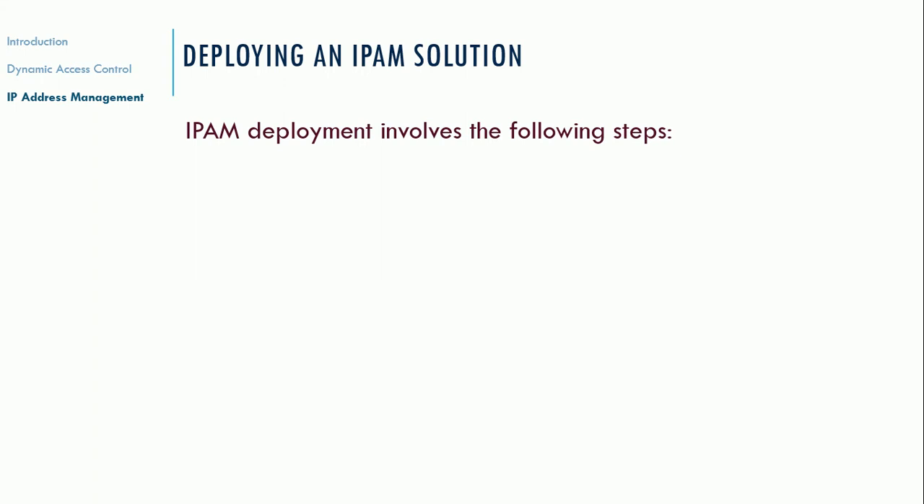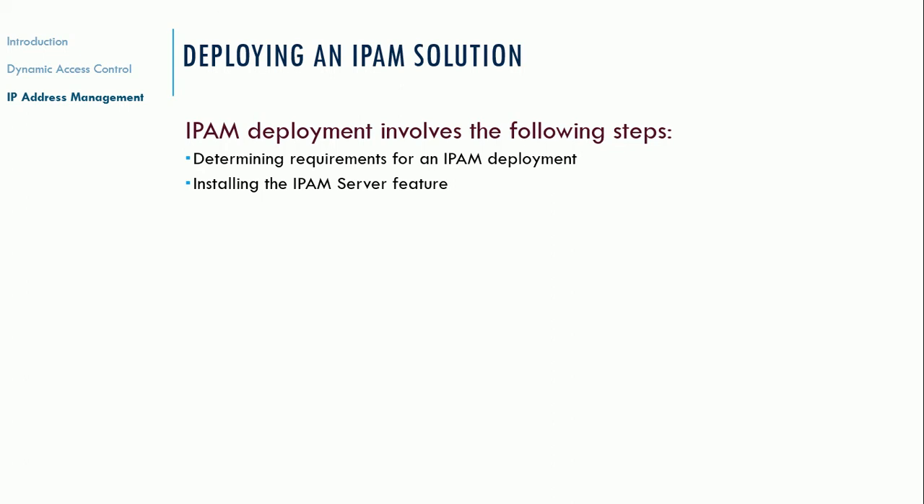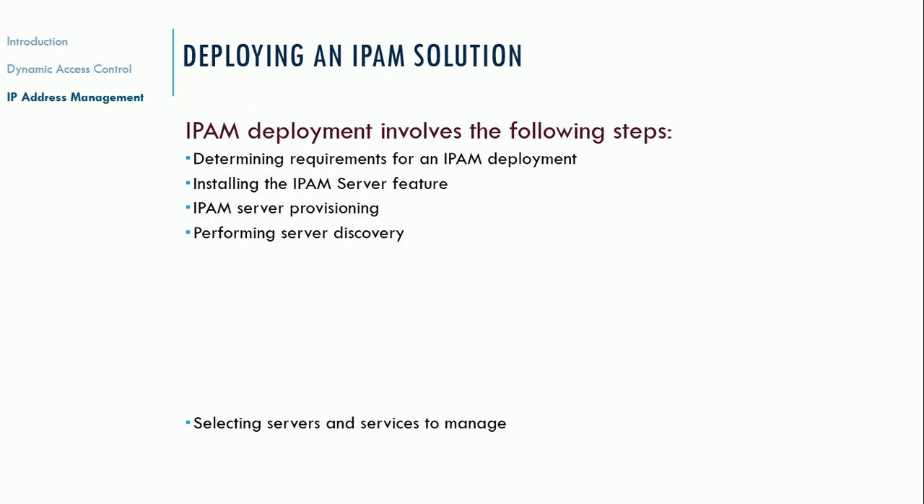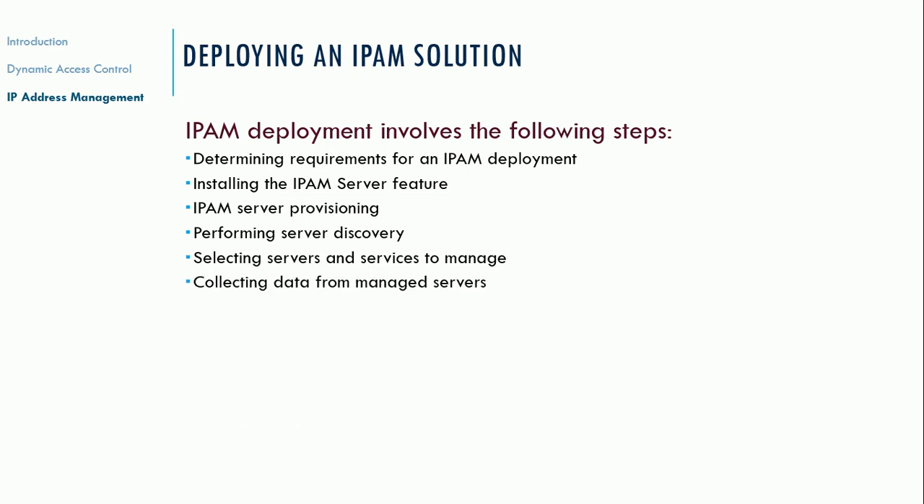So to deploy IPAM, you have to take the following steps. You're going to determine the requirements for IPAM deployment, which of course is in the Microsoft documentation. You're going to install the IPAM server feature, just like all the other things that we've installed, using roles and features. Then IPAM server provisioning, perform a server discovery, select servers and services to manage, and collect data from the managed servers. So those are the basic steps.